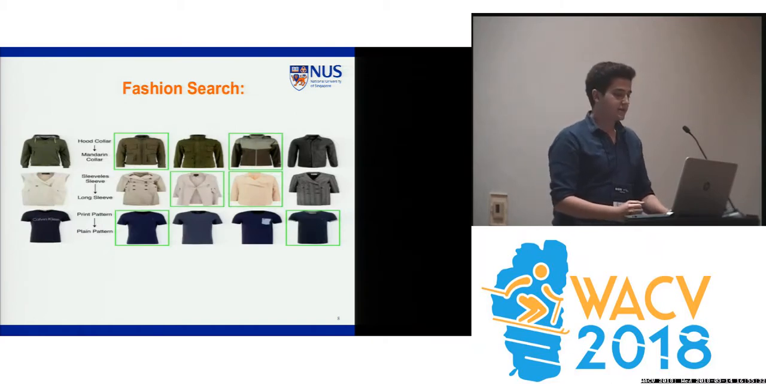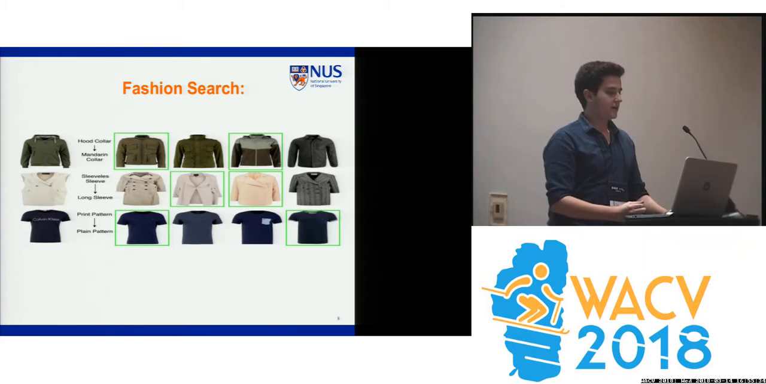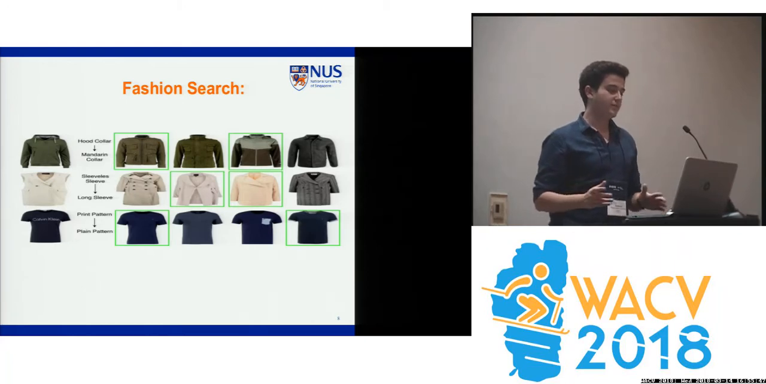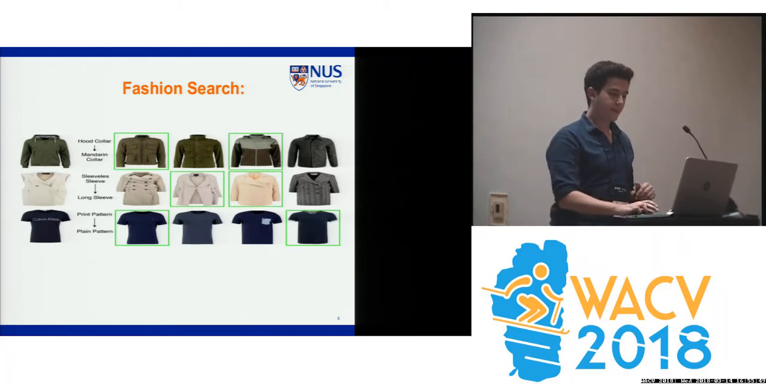So here, some examples are given for this search. For example, in the first row, we change this hood color to mandarin color and retrieve new images. We do this by replacing the hood color descriptor with the mean of the mandarin color.